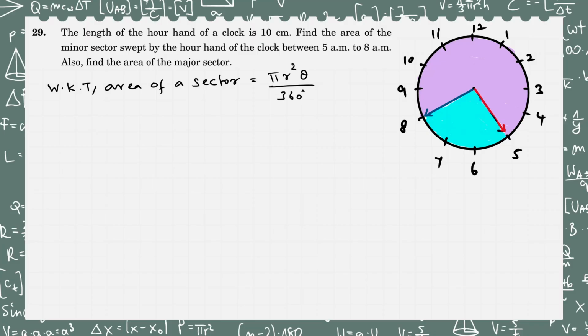So if we know that angle, then only we can be able to find this area, right? So what is that angle? How can we find it out? For that we have to understand something.